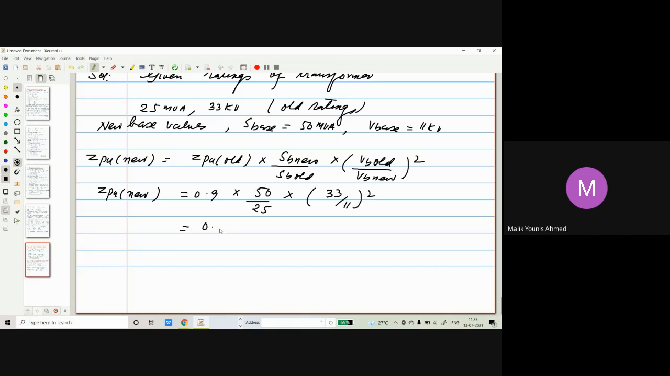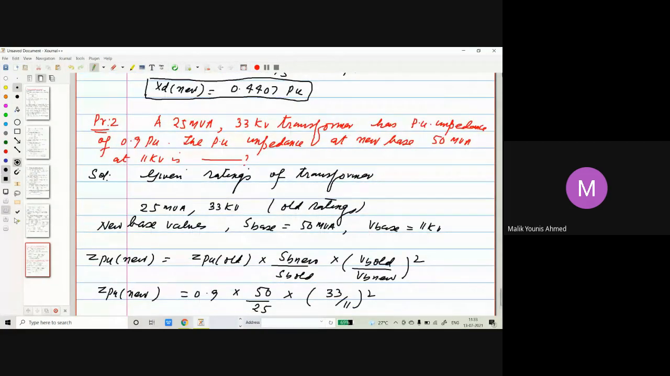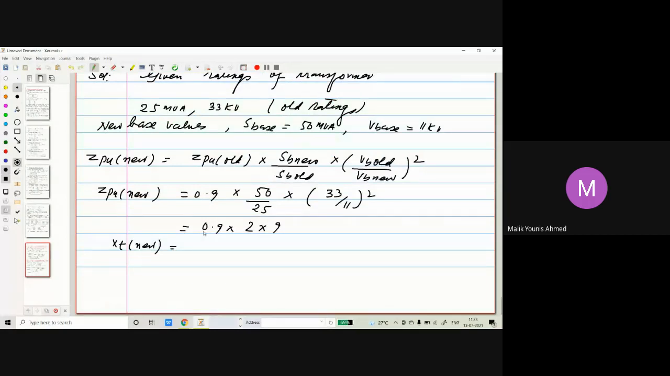So that will be 0.9 into 2 into 3, 3 that is 9, 18, into 0.9. You can write XT new or Z per unit, because this is purely reactance only; there is no resistance at all, resistance is not given. It doesn't matter which you write. It is equal to 16.2 per unit. Very simple numericals, these are GATE exam type.